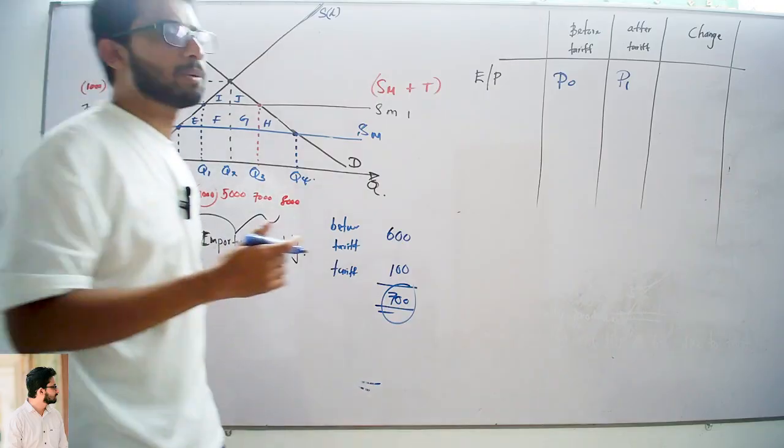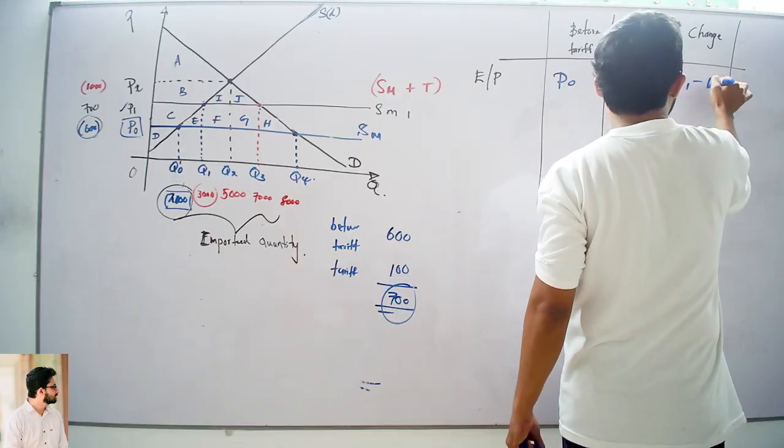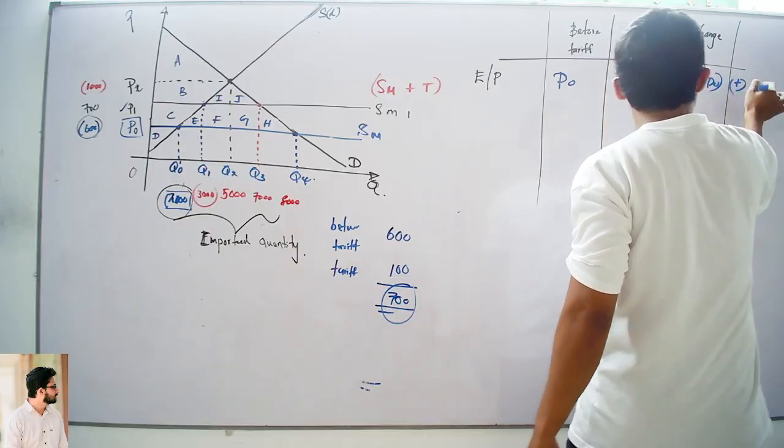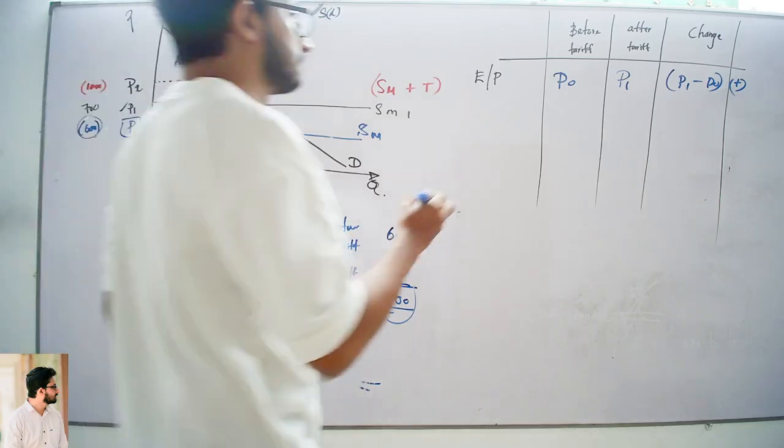What happens to equilibrium price due to the tariff? Has it increased or decreased? The equilibrium price has increased. Very good. Next one, equilibrium quantity.